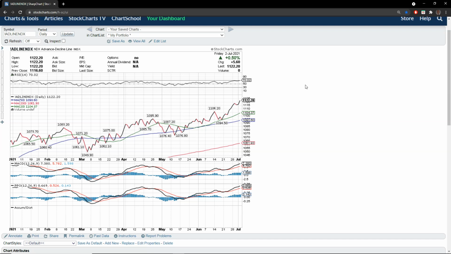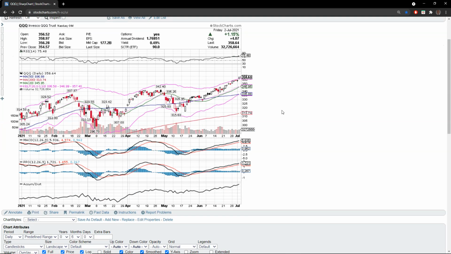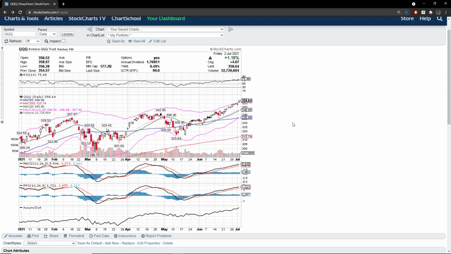So I just want to make mention of that to everyone. It is indeed extended here on the short term. The accumulation distribution lines and advanced decline lines show no issue. Now, that being said, there is one index, only one though, that has a clear negative divergence overall right now.